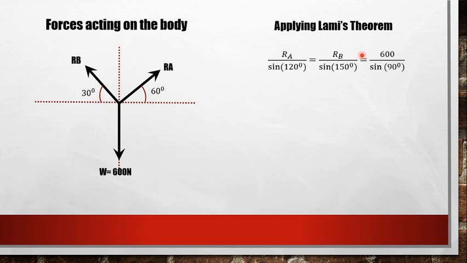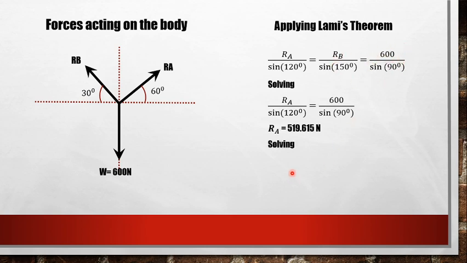Now we need to find the reactions at the contact points, that is RA and RB. Let us solve this considering two equations. Let us take this component and this component first. Solving, this has been brought here and equated here. So RA, after solving, we get 519.615 Newton. Next contact point is RB. Let us take this equation. RB divided by sine 150 degrees equals 600 divided by sine 90 degrees.